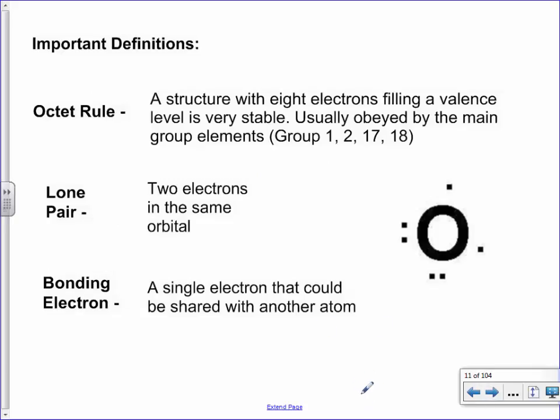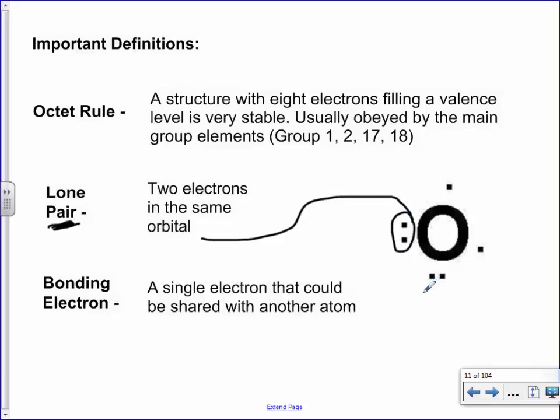Okay, here's some definitions I need for you guys to have, because like I said, this unit is a huge definition unit. So we've already talked about the octet rule. Everything usually wants to have 8 electrons. A lone pair would be this.